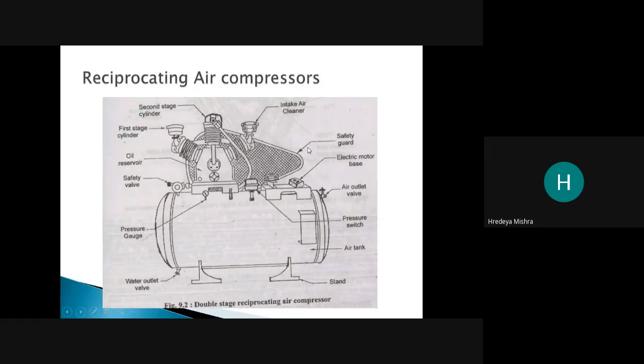These are the safety guard which is used to save the piston cylinder assembly, and there is an electric motor. So we can say that this is the electric motor supply, or we also can use the IC engine here.